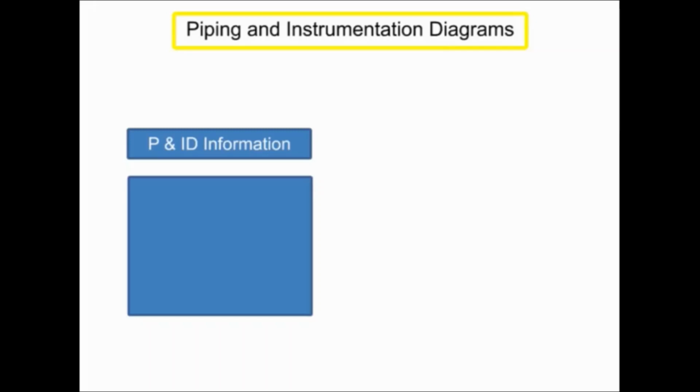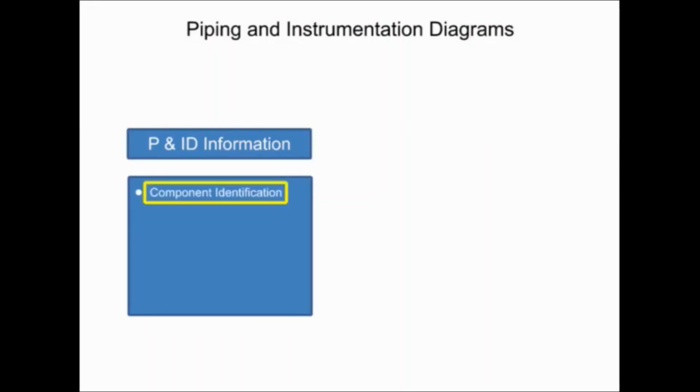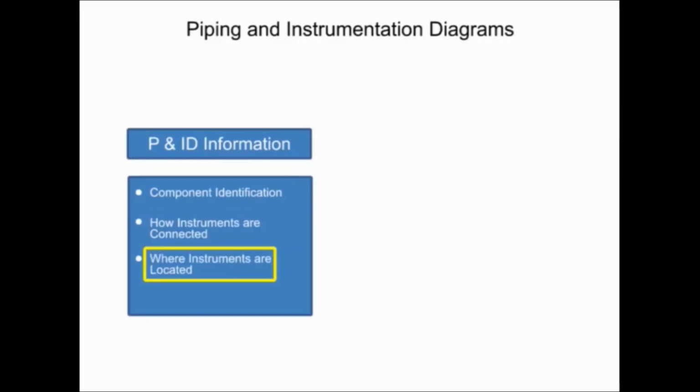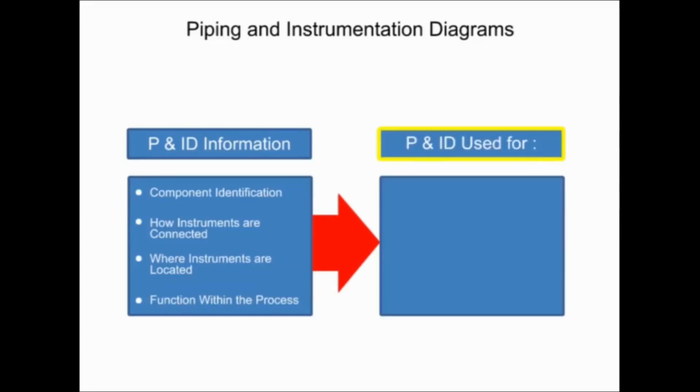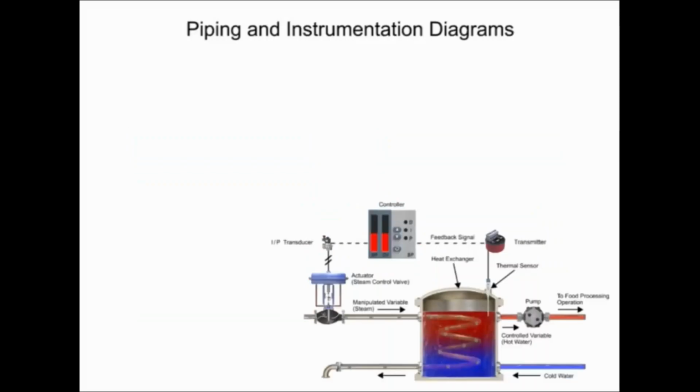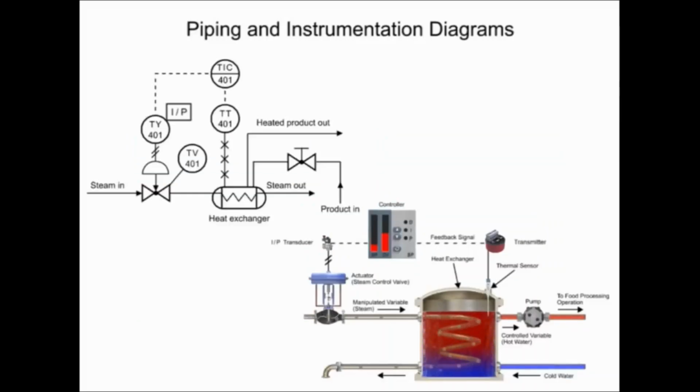Piping and instrument diagrams provide component identification, how instruments are connected, where instruments are located, and their function in the process. Comprehension of the P&ID diagram is used by technicians while troubleshooting and process monitoring.